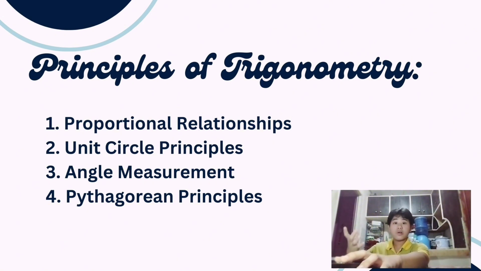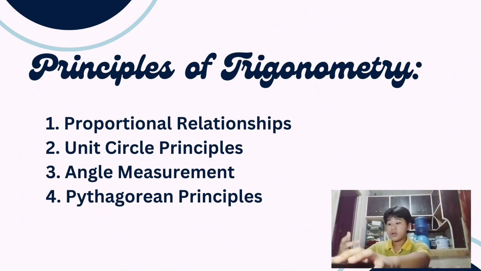Second is the unit circle principle. From the unit circle principle, radius is equal to 1 relates the angle's coordinates: cosine theta, sine theta, with the angles measured from the positive x-axis.